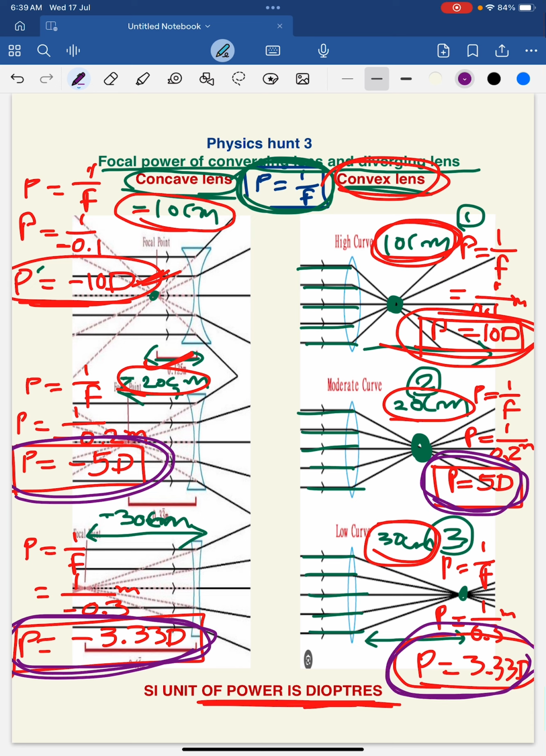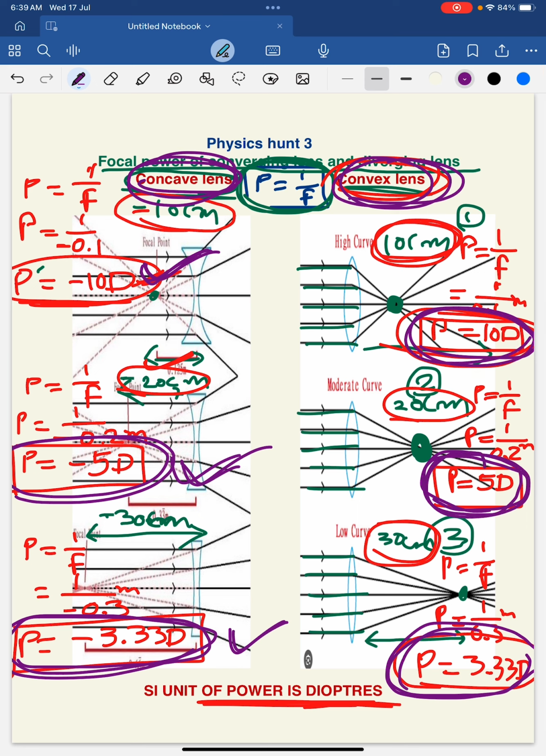So by seeing these values and pictures, as well as the new Cartesian sign conventions, we can understand one point here: for the concave lens, the power value is always negative. Here also we got a negative value, here also a negative value. But for the convex lens, the power values we got are positive: positive 10 diopter, positive 5 diopter, positive 3.33 diopter. So please remember the point: for the concave lens, power is always negative; for the convex lens, power is always positive.